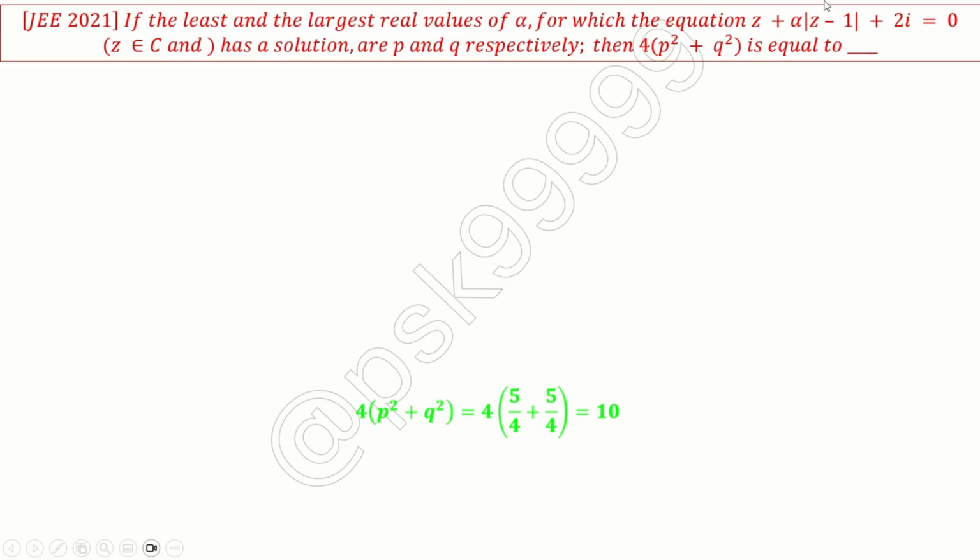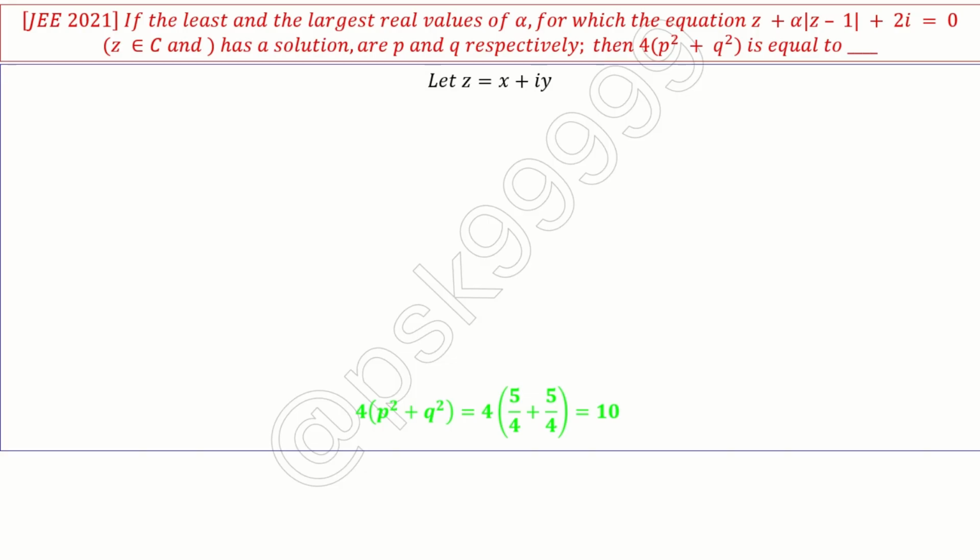If you solve this given equation for alpha, you get multiple values. Out of that, the least value is P, the largest value is Q. These are the alpha values. Then what is the value of 4 times P square plus Q square? So let's do this. This is a mixture of complex numbers and quadratic equations. So let's do it.